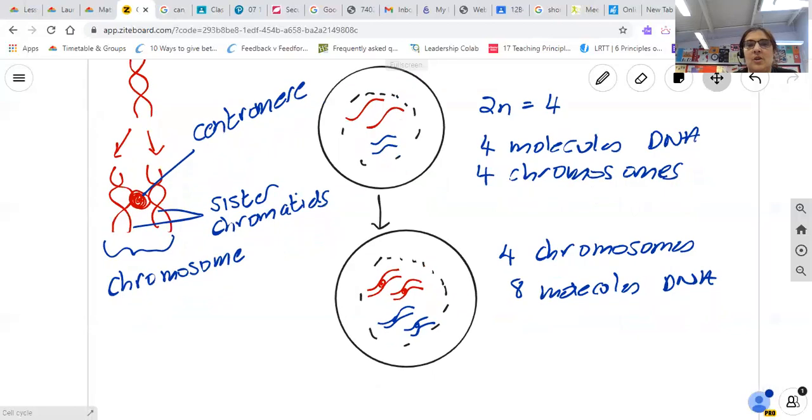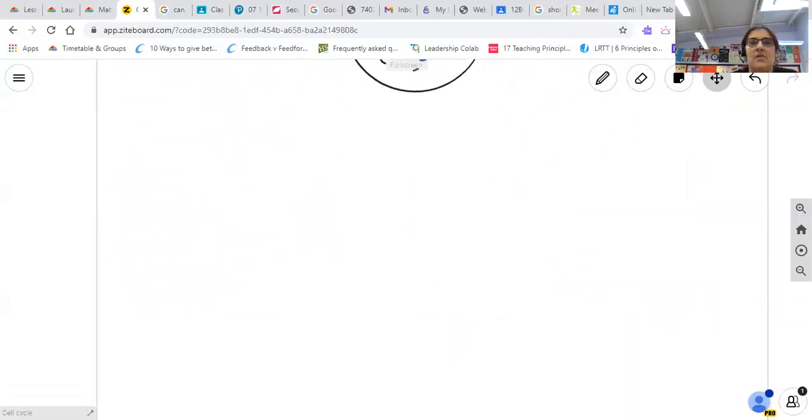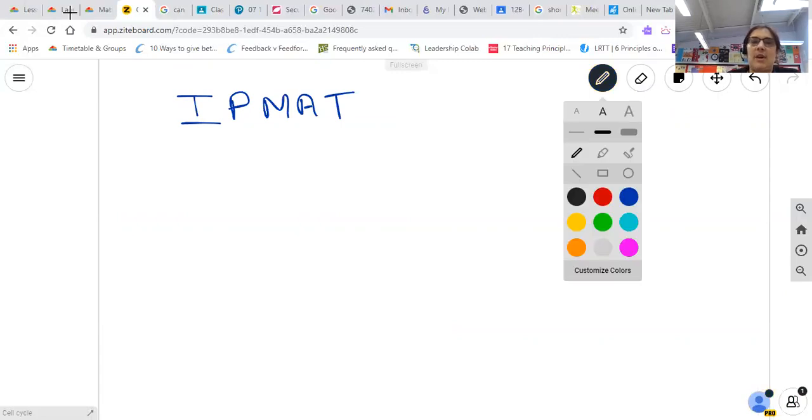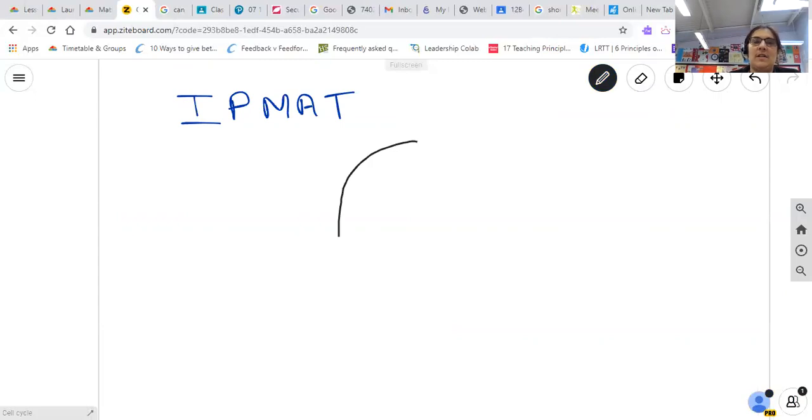Now, let's look at what's actually happening then. It's always useful to remember IPMAT. I've remembered that since I learned it myself. Interphase, prophase, metaphase, anaphase, telophase. Now, we've talked all about interphase already. So let's just think about prophase, because prophase is where the interesting things start to happen.